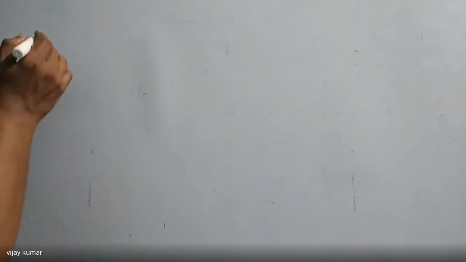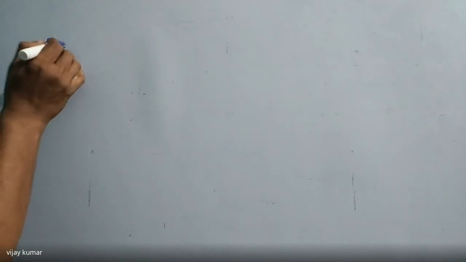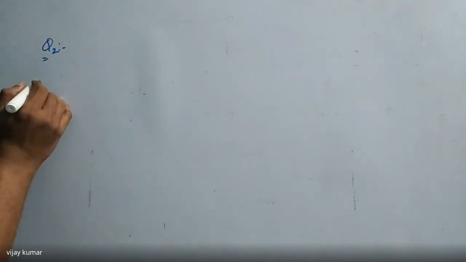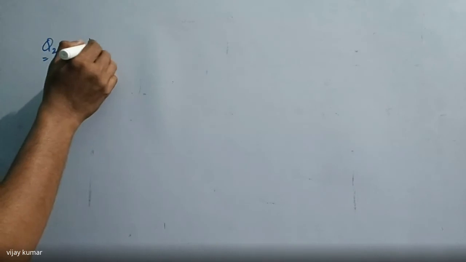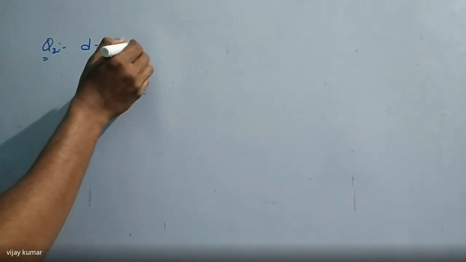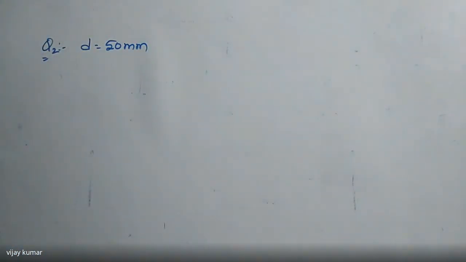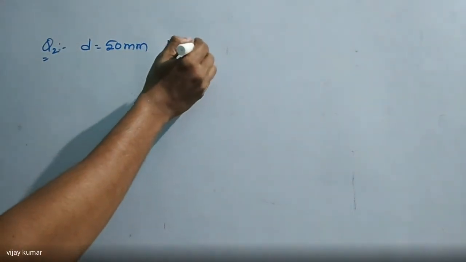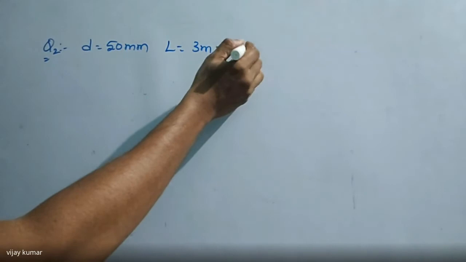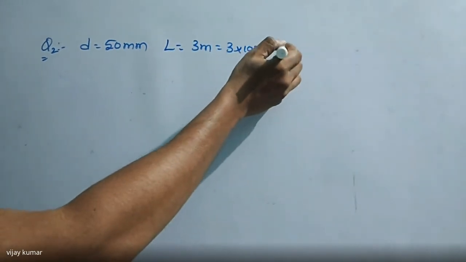Right. Next one, I want to give it to you. Question number 2. A steel rod of diameter 50 mm. The length is also given, that is 3 meters. So we can write 3 into 1000, then we are getting it in terms of mm.